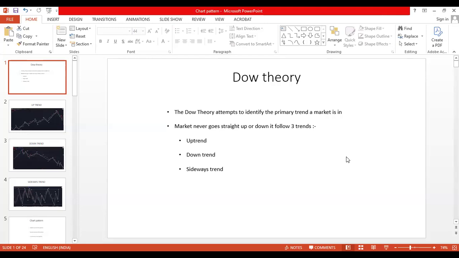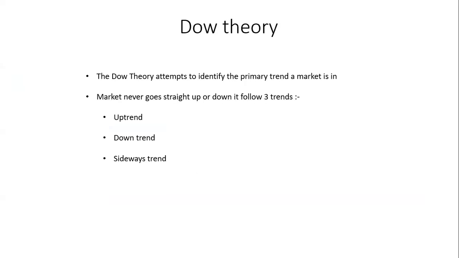So what does Dow theory explain? Generally, Dow theory attempts to identify the primary trends the market is in. The Dow theory was proposed by Dow Jones, which says the market doesn't go straight up or down. It generally follows three trends. Which are those three trends? Uptrend, downtrend, and sideways trend.